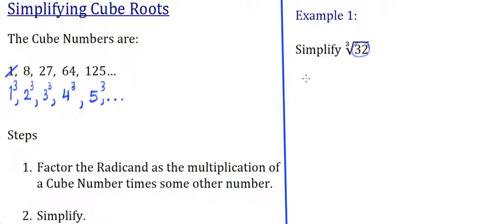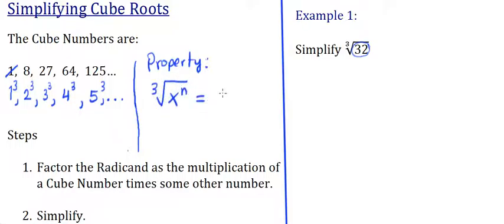Okay, before I go ahead with this example, let me mention a property that we're going to need, especially when we deal with cube roots of variables raised to some powers. So, the property here: the cube root of x to the n is equal to x to the n over 3. The exponent gets divided by the index 3. Here's a quick example for you to understand this.